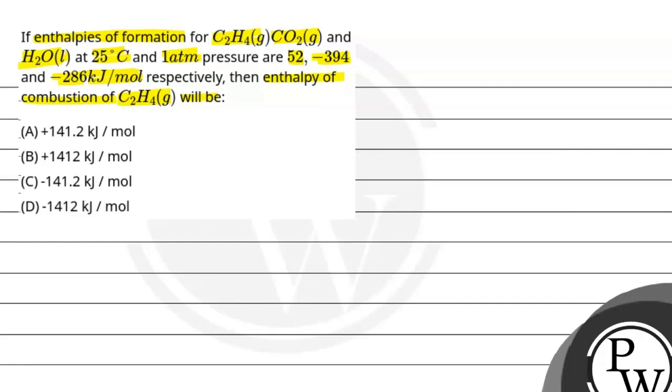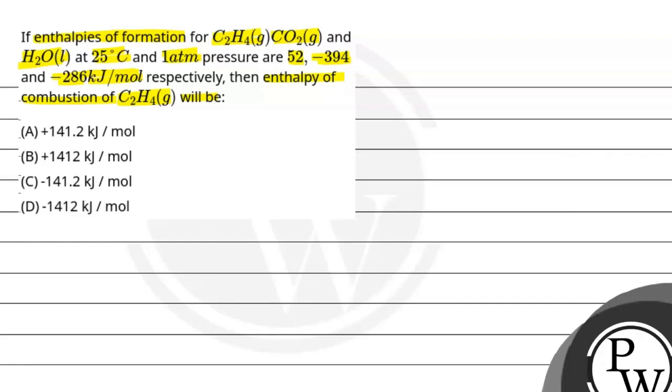So 4 options दिए गए हैं A, B, C and D, where A is plus 141.2 kilojoule per mole, B is plus 1412 kilojoule per mole, C is 141.2 kilojoule per mole, D is minus 1412 kilojoule per mole.